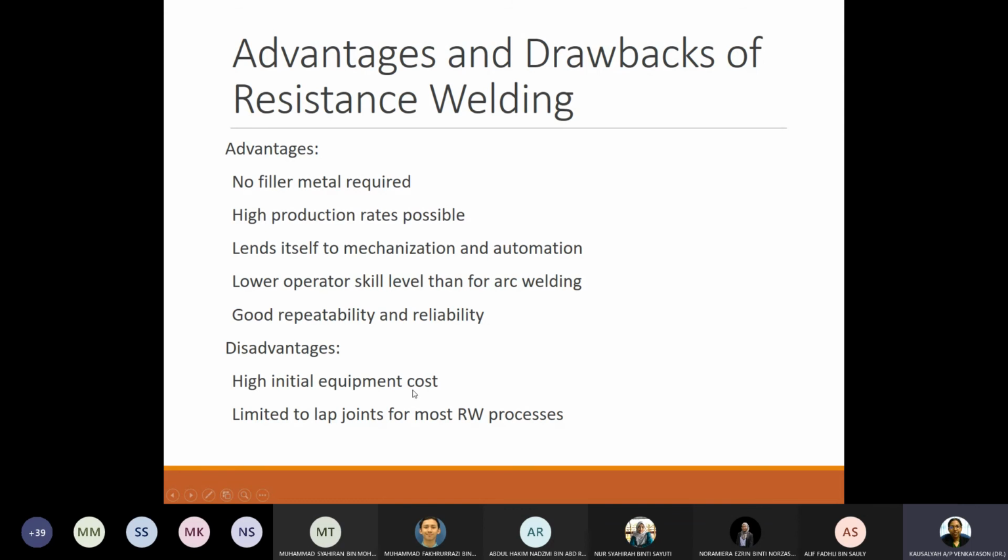Disadvantage: high initial equipment cost. We need to have the equipment set up. It basically needs mechanization. And it is limited to lap joints for most resistance welding processes. So the joint should be an overlapping one. It cannot be a butt joint.